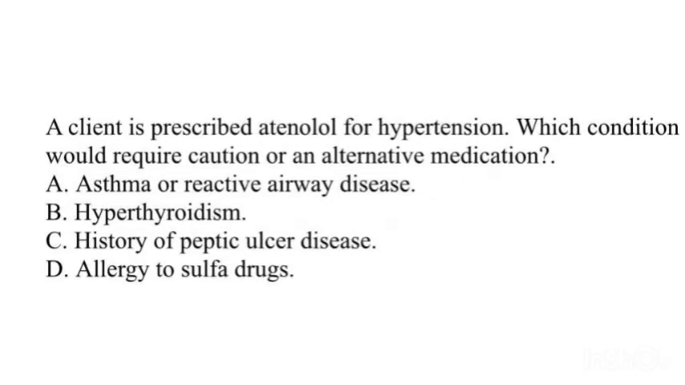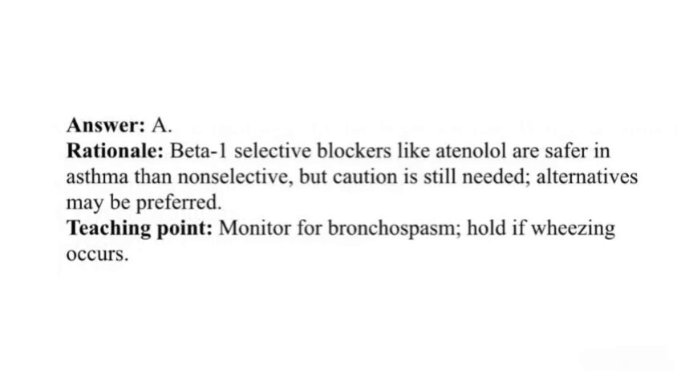A client is prescribed atenolol for hypertension. Which condition would require caution or an alternative medication? A. Asthma or reactive airway disease. B. Hyperthyroidism. C. History of peptic ulcer disease. D. Allergy to sulfa drugs. Answer, A. Rationale: beta-1 selective blockers like atenolol are safer in asthma than non-selective, but caution is still needed, alternatives may be preferred. Teaching point: monitor for bronchospasm, hold if wheezing occurs.